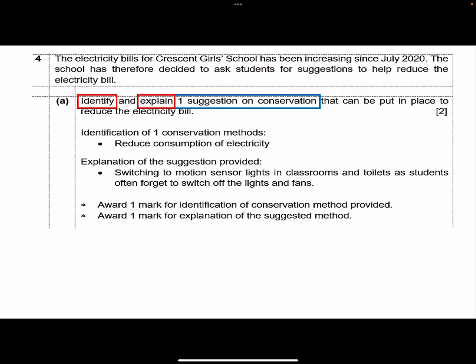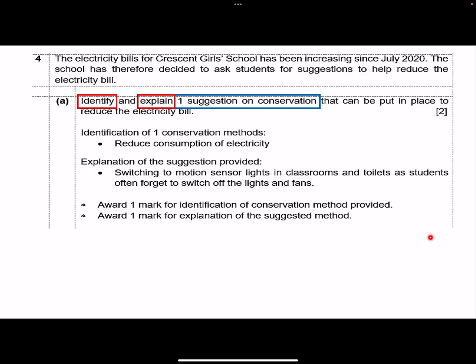Right, question four. Question four is a real world application question. So based on a concept that is happening, you are then to propose some sort of a solution. When we are looking at this, the question says the electricity bill has been increasing. The school asks for suggestions to reduce the electricity bill. So think about it. Identify one suggestion and explain how that can reduce the electricity bill. The key thing is you must go all the way down to how this would then reduce the electricity bill.